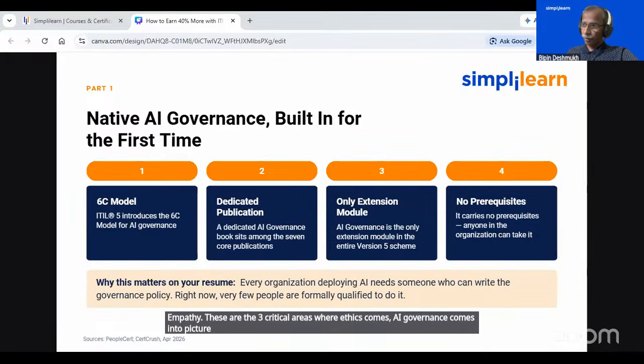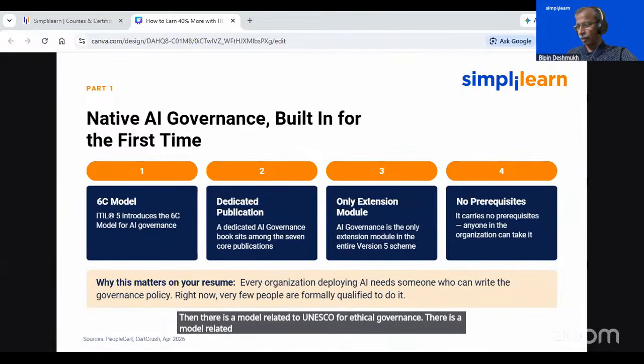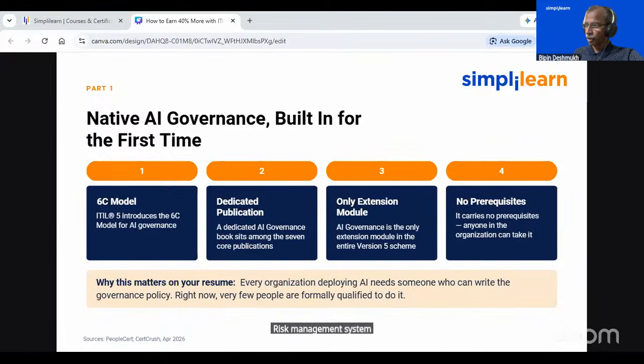There are five models of AI governance framework, which were related to OECD. Then there is a model related to UNESCO for ethical governance. There is a model related to NIST, the NIST risk management system, the ISO 42000 framework, and also ISO IEEE 7000 2021 has been added.